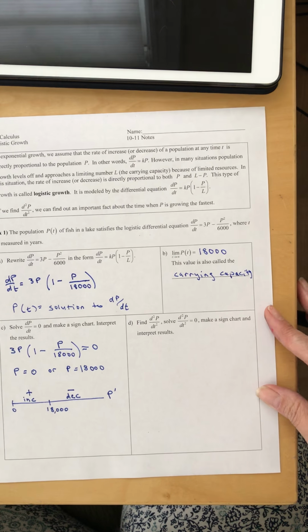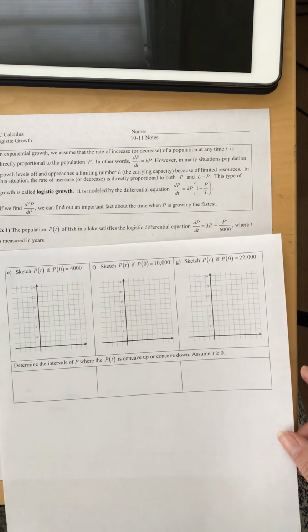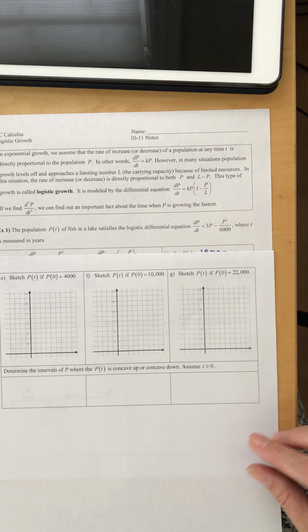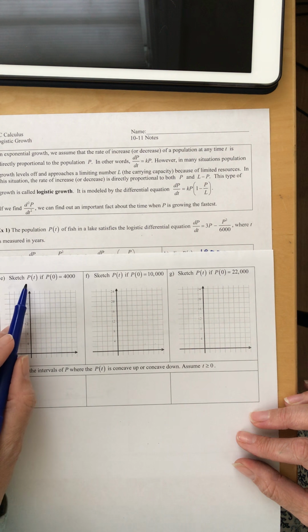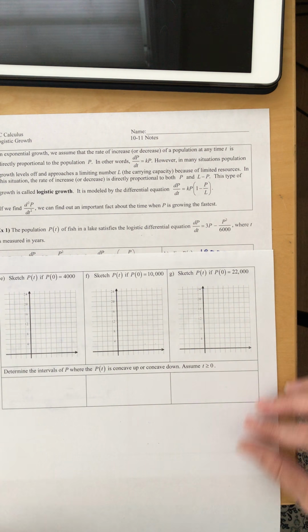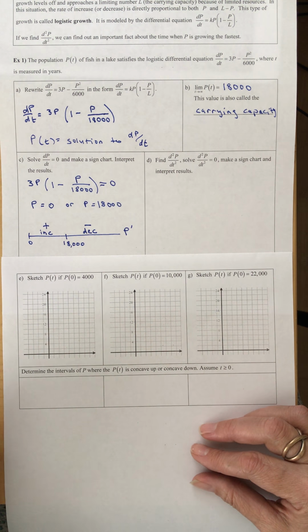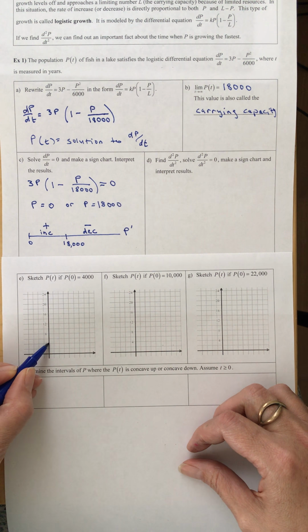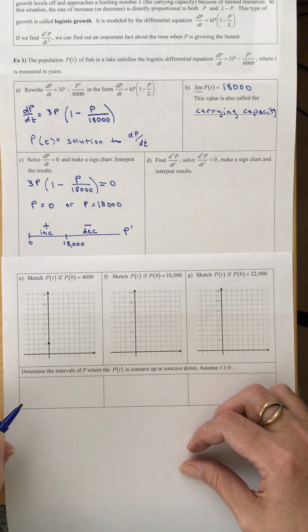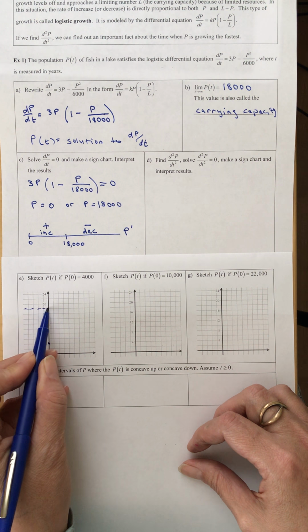Actually, let's look at it on those graphs. So this is scaled in thousands, and we're going to try to make a graph of P of t, even though we don't have the function for P of t. We do know that in this case the initial value is 4,000, so that would be here. And we know that the carrying capacity is 18,000, so that would be here.